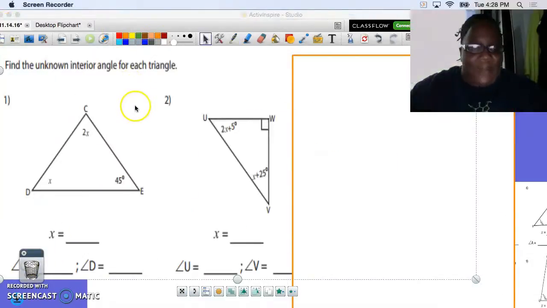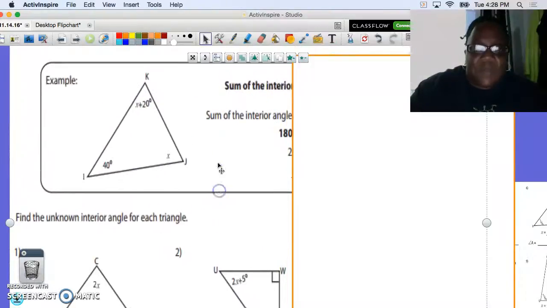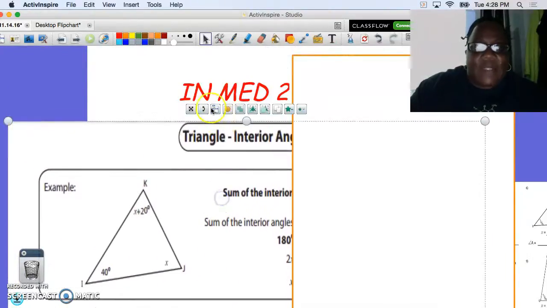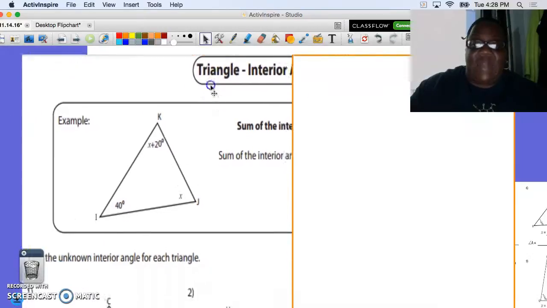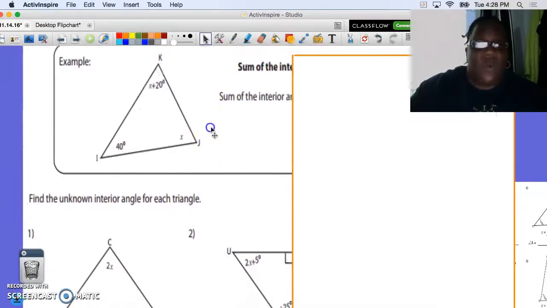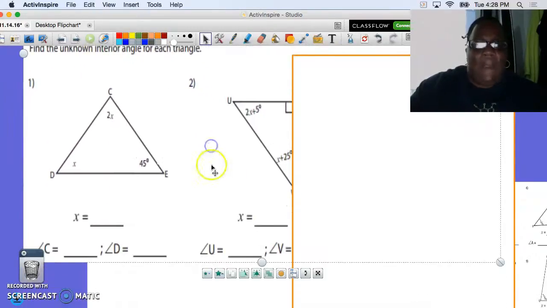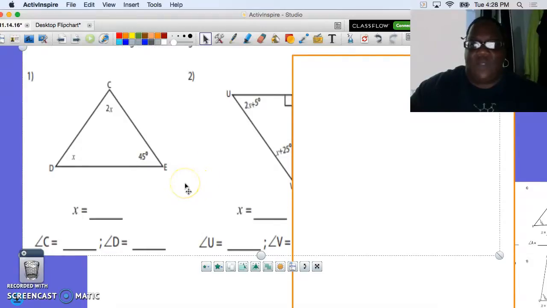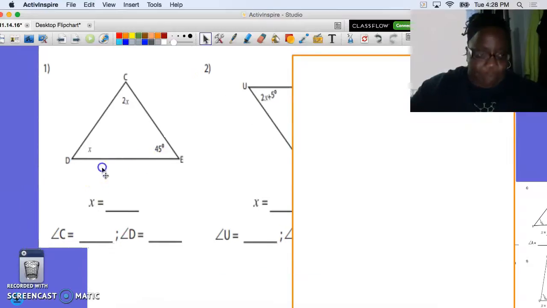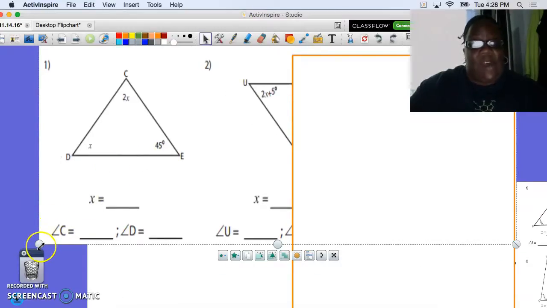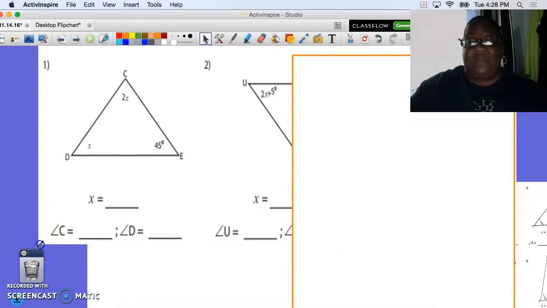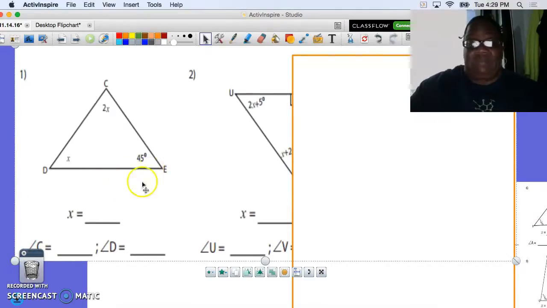And so what we are going to do now is demonstrate some problems from interior medium 2, and I think it was just 6th period who started this page, because 8th period are actually doing exterior angles, which 6th period hasn't gotten to yet. Okay, so if you're 8th period, you really don't need this part.